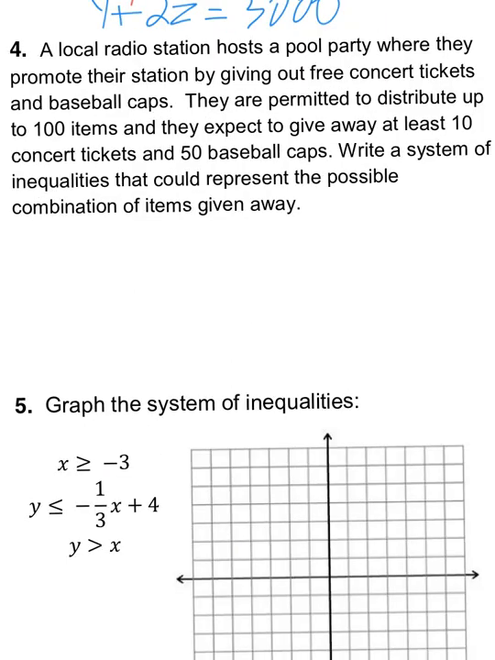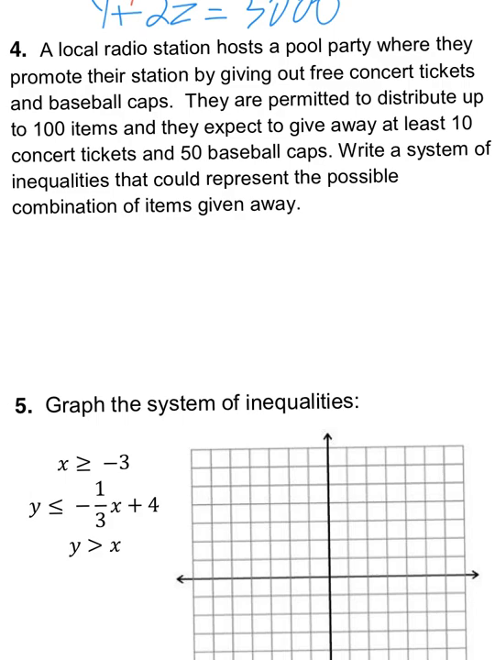A local radio station hosts a pool party where they promote their station by giving out free concert tickets and baseball caps. They are permitted to distribute up to 100 items, and they expect to give away at least 10 concert tickets and 50 baseball caps. Write a system of inequalities that could represent the possible combination of items given away. All right, so this one's kind of tricky because it's inequality writing.